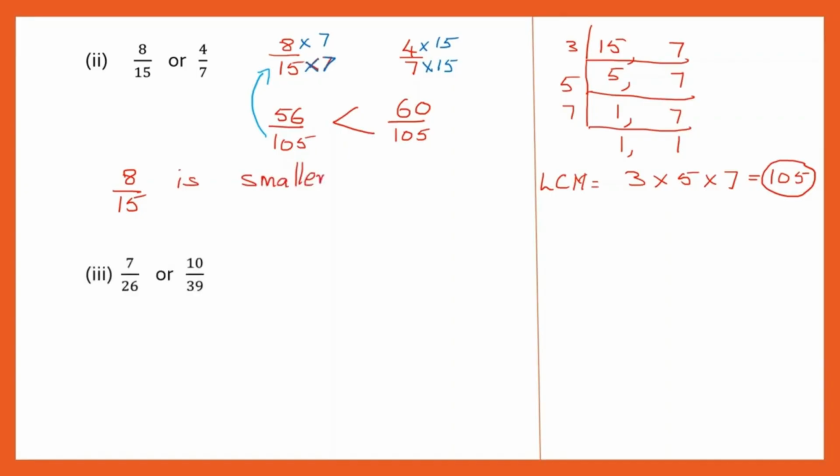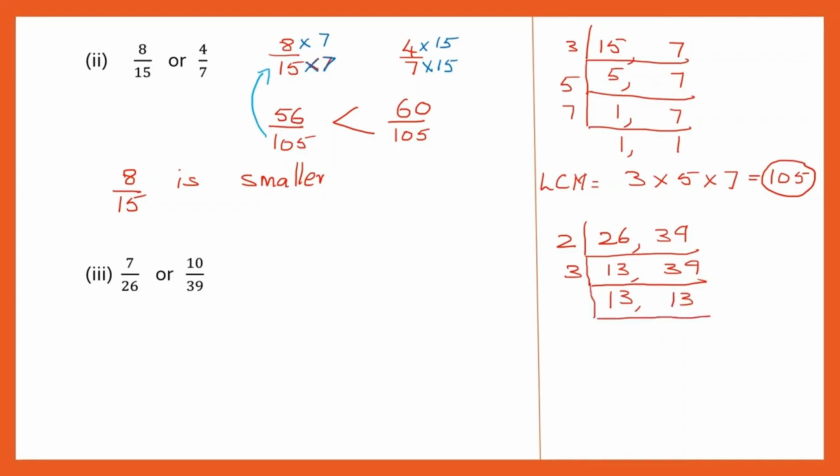Question 3. 7/26 or 10/39. Let's find the LCM. 26 and 39. Let's start with 2. 2 into what will give us 26? 2 1s are 2, 2 3s are 6, 13. I bring down 39. Now I go on to 3. 13 is not divisible. 3 1s are 3, 3 3s are 9. Both my numbers are 13.